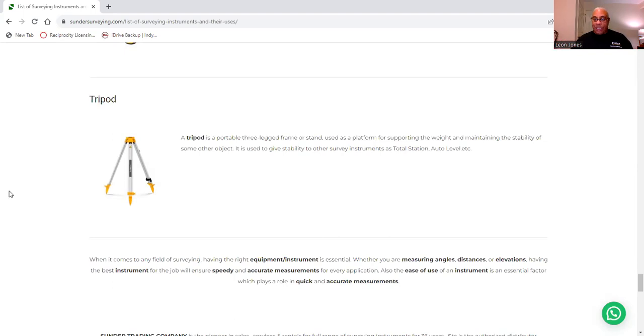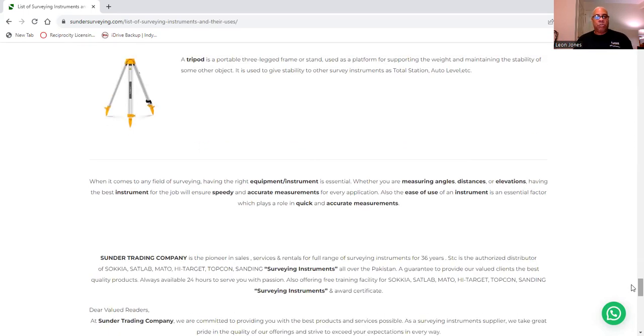And again, like I said, when it comes to any field of surveying, having the right equipment, instrument is essential. Whether you are measuring angles, distances, or elevations, having the best instrument for the job will ensure speedy and accurate measurements for every application. Also, the ease of use of an instrument is an essential factor which plays a quick role when it comes to accurate measurements.